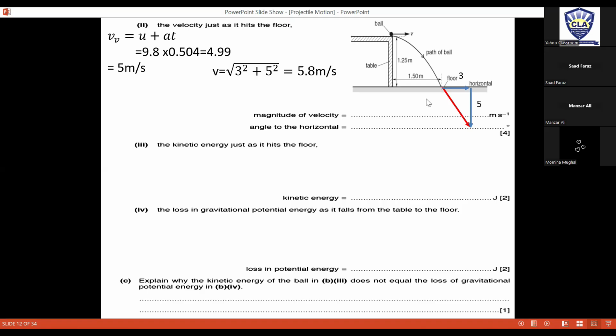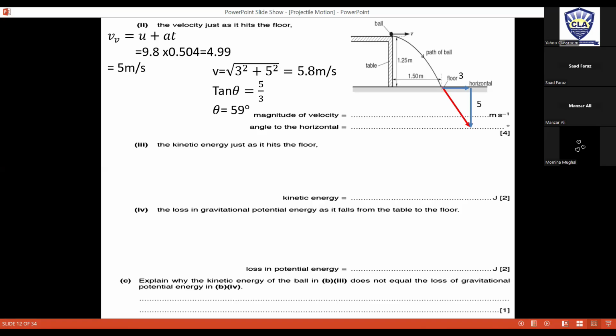They have asked us what is the angle to the horizontal. We have perpendicular, we have base. I can use tan theta. Perpendicular divided by the base is tan theta, and theta will be tan inverse of this value, which comes out to be 59 degrees in this case.